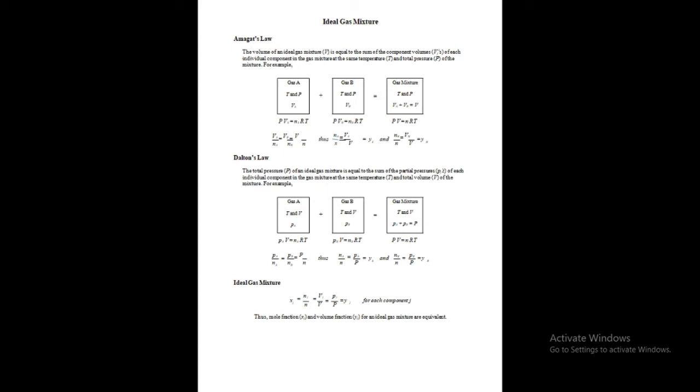When we apply the ideal gas law for the gas A and gas B components, P into VA is equal to NA into RT, and P into VB is equal to NB into RT. Similarly, we apply the ideal gas law to the gas mixture: PV is equal to nRT. In this case, pressure and temperature are constant, so the two variables that vary are volume and number of moles.